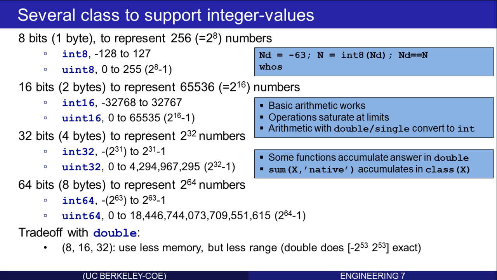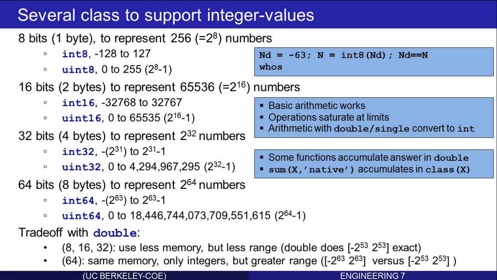8, 16, and 32 all use less memory, but have correspondingly less range than double. Note that double does all the integers from -2 to the 53rd to 2 to the 53rd exactly. Beyond 2 to the 53rd, the distance between neighboring doubles is greater than 1, so then there are some gaps in the integers. The 64-bit int class uses the same memory as double, but representing only integers, it has a much greater range of contiguous integers, about 1,000 times that of double.